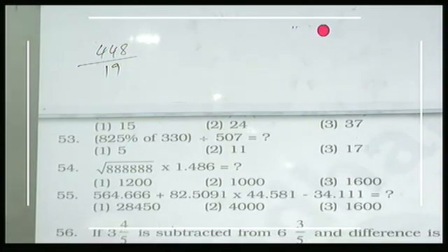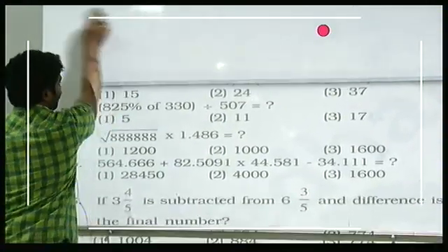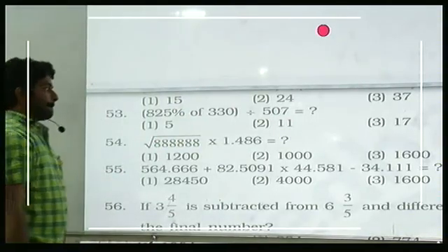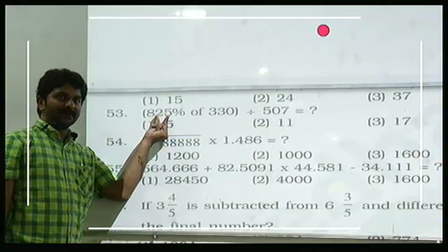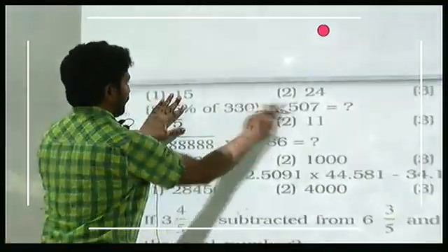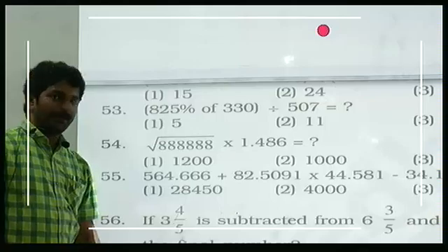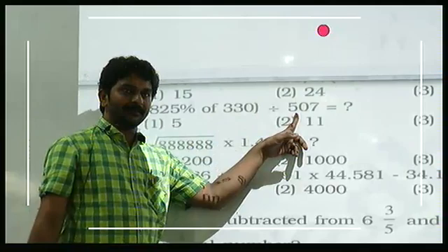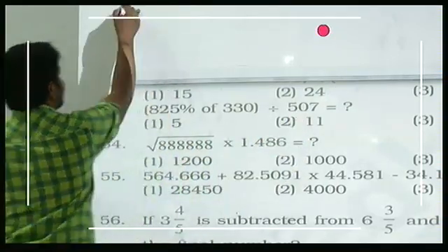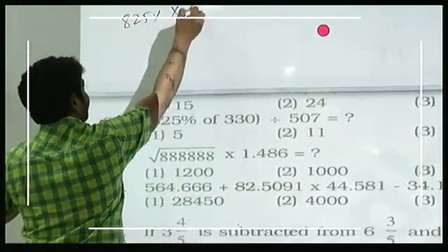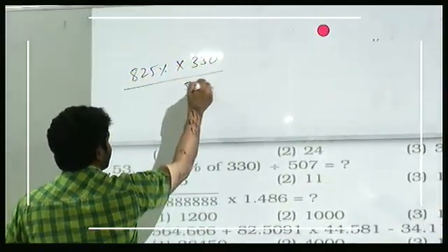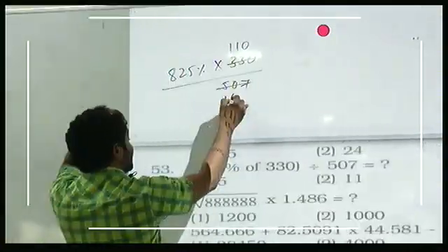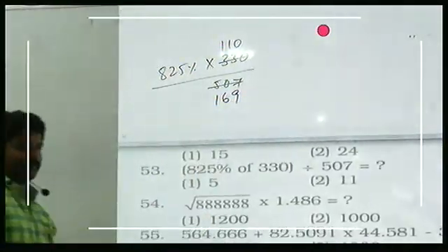825% of 330 divided by 507. 800 plus 10 plus 25%. Or else you can directly check verifications here, if you have any multiplications. Is this a multiple of 3? Yes or no? You can verify that. 825% of 330 by 507. 3, 110 times. 3, 1, 6, 9 times. 169.